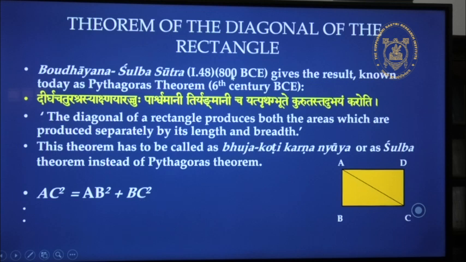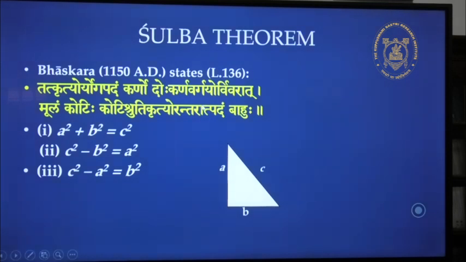This is dated as 800 BC, or even before that. Pythagoras belonged to the 6th century BC. So at least 200 years after this Indian contribution comes Pythagoras. Now we call it, at least in India, the Bhujakoti Karna Nyaya or Shilba theorem. Bhaskara gives the theorem for the triangle.